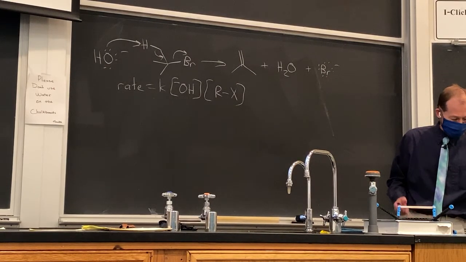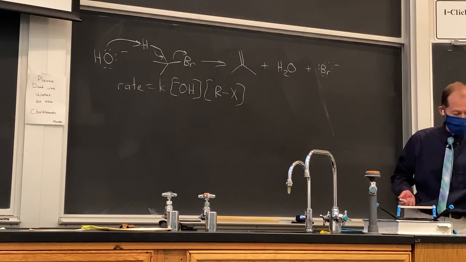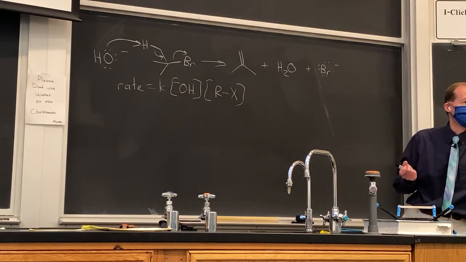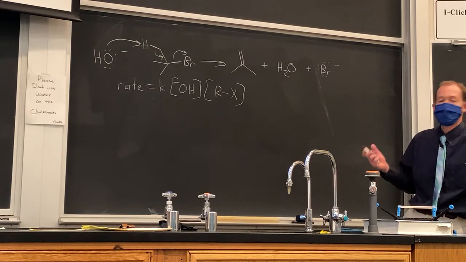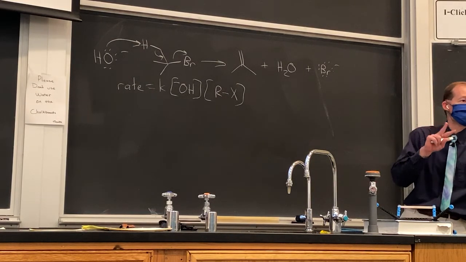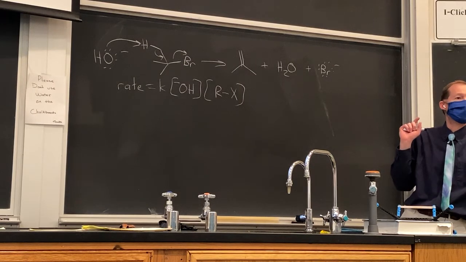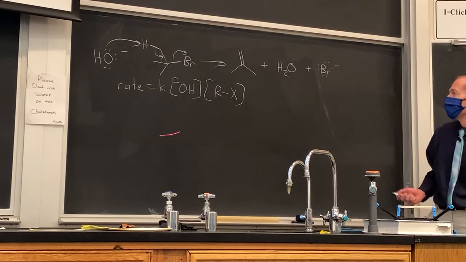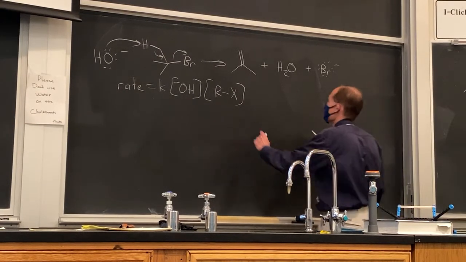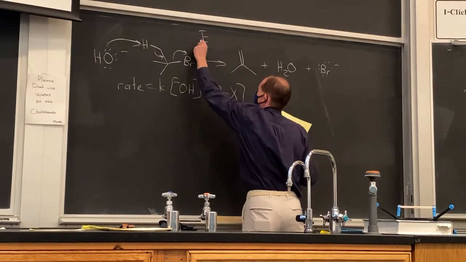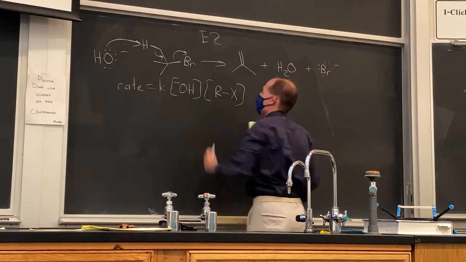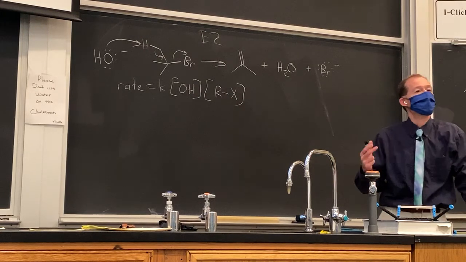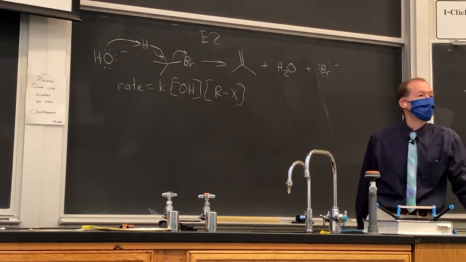And so because we have this particular rate equation, the simplest mechanism that explains it is a concerted mechanism where both reactants are participating and all of the bond breaking and bond making is occurring simultaneously. Okay, and we refer to this as the E2 mechanism. Okay, the E is standing for elimination, and the 2 is standing for bimolecular. Any questions?